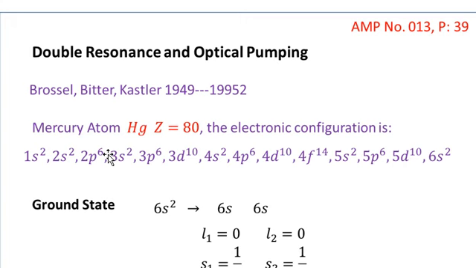For the first method, I am going to choose the mercury atom. For the mercury atom, the value of Z is equal to 80, and the electronic configuration is 1s2, 2s2, 2p6, 3s2, 3p6, 3d10, 4s2, 4p6, 4d10, 4f14, 5s2, 5p6, 5d10, 6s2. So the ground state of the mercury atom is 6s2.